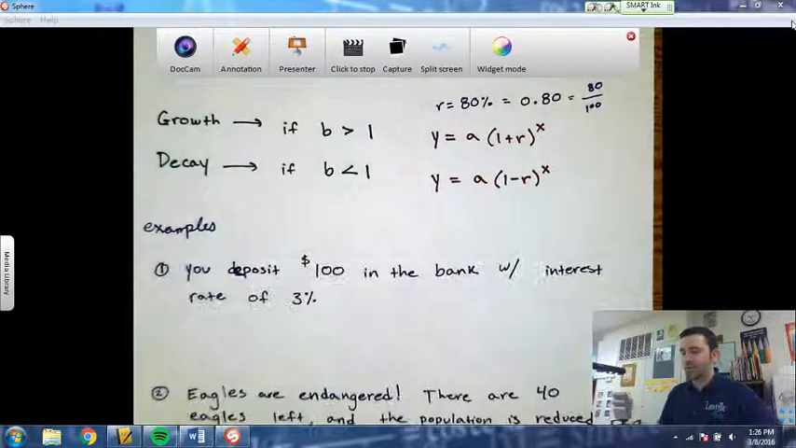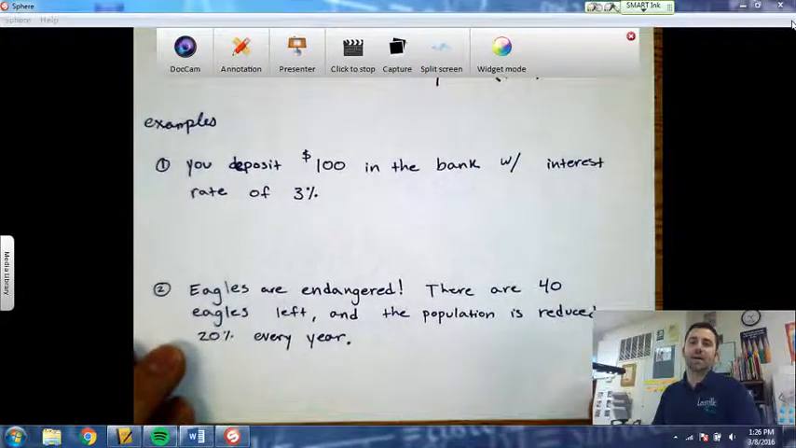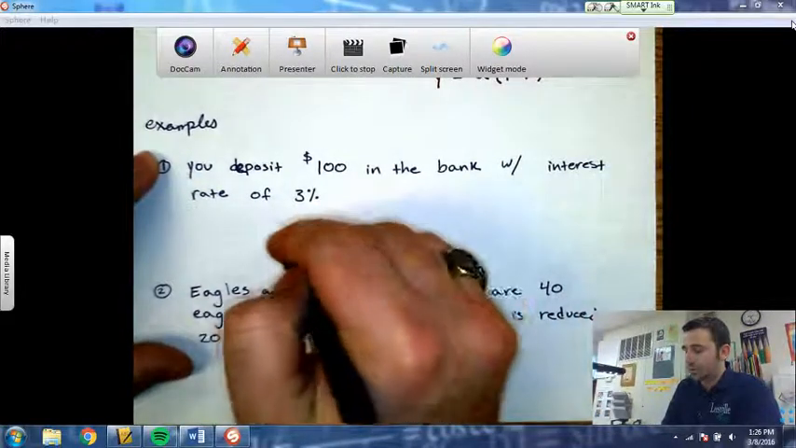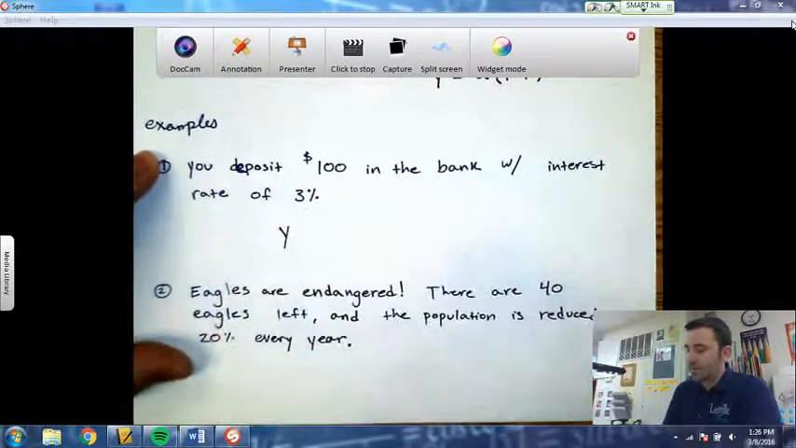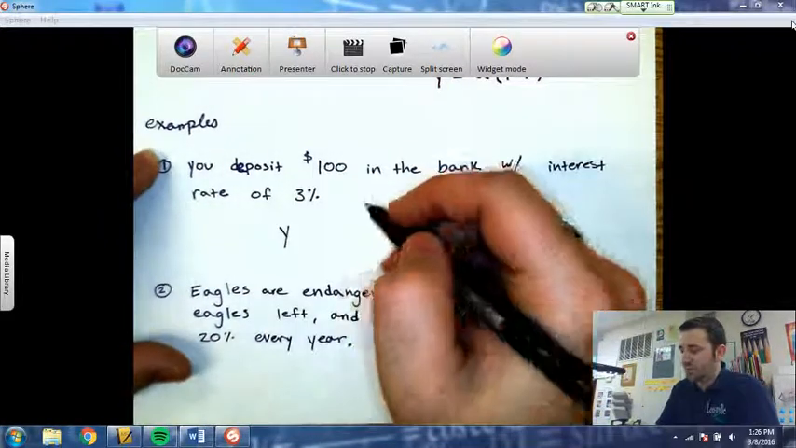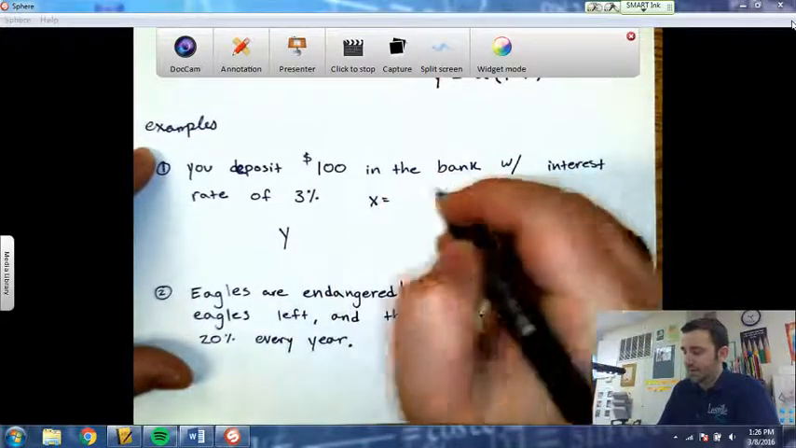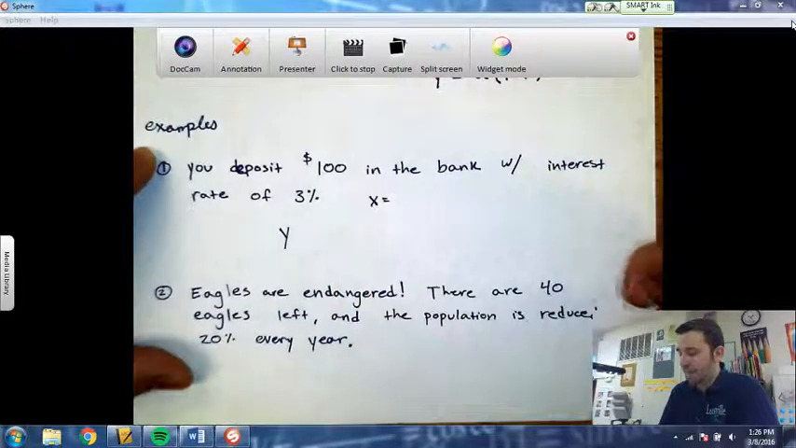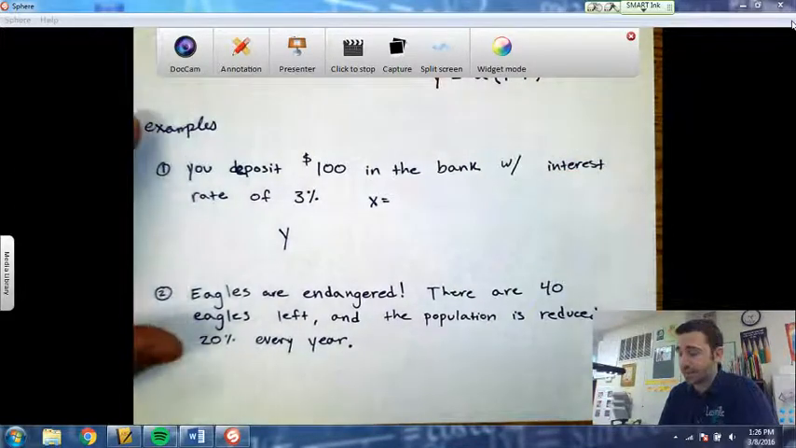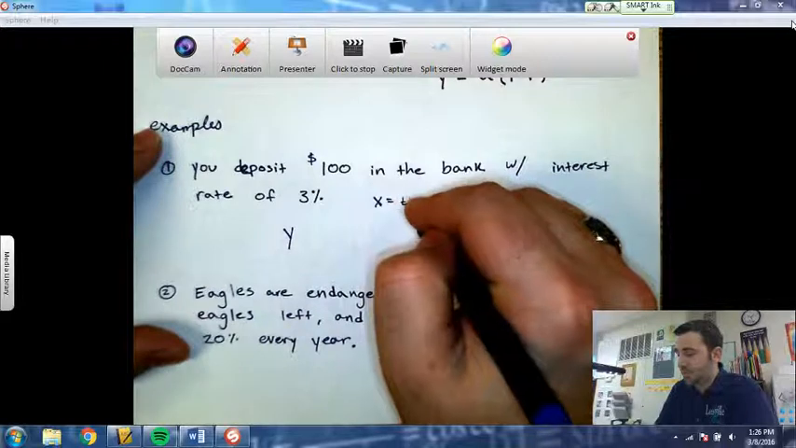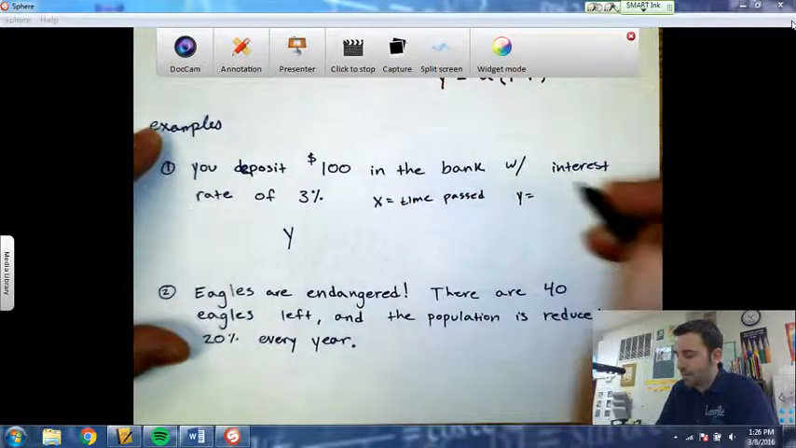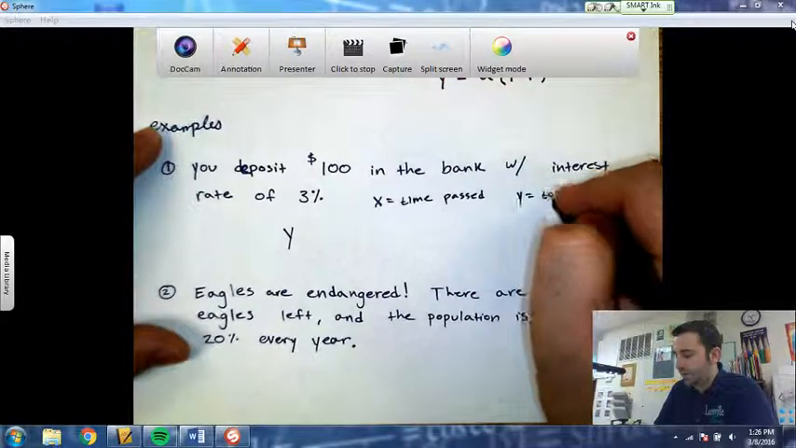So just some quick examples. If I deposit $100 in the bank with an interest rate of 3%, I would write an equation that looks like this. First off, we need to define some variables. So if I said that x was equal to the time, and it doesn't tell us if the interest rate is annual or daily, so x would just be the time passed, and y would be the total amount in the account.